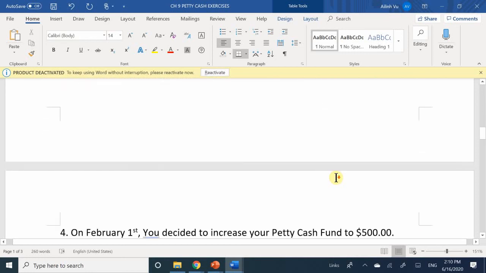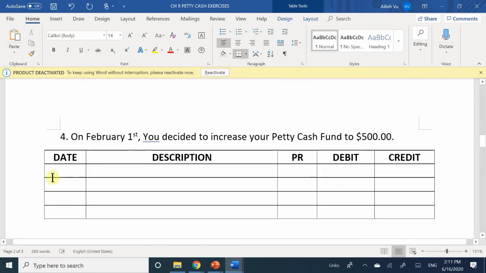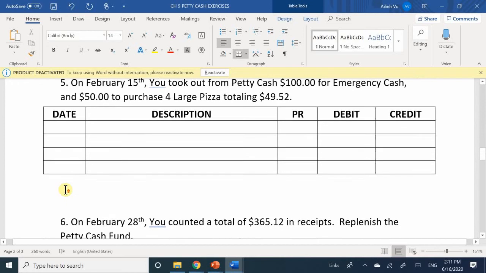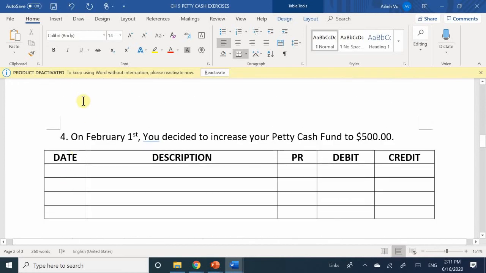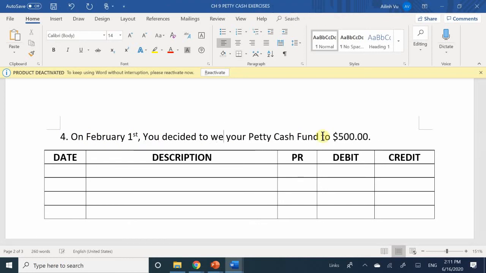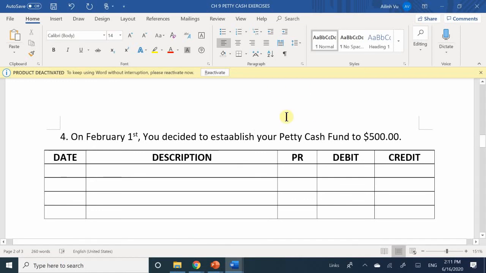So actually, you know what? This isn't making sense to a lot of you guys. So I'm going to go ahead and change the problem here. I'm going to change it up a little bit. So here for question 4, you decided to, I'm going to change it up. You'll see how I'll change it. Establish.